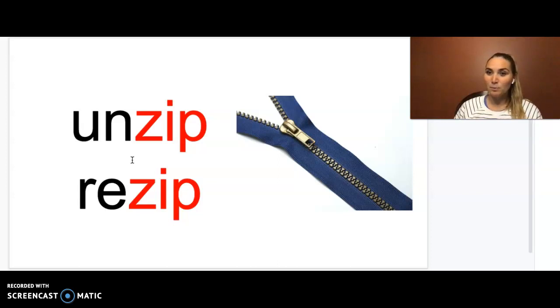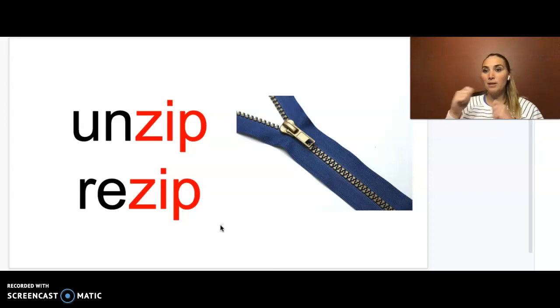Looking at our next prefix, the prefix re. We've added it to the word zip to make the word rezip. Uh-oh, your shoe came untied. Can you please re-tie your shoe? Re means to do again.